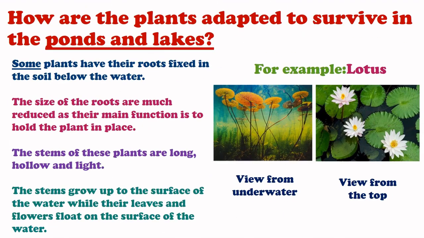There are some plants that have their roots fixed in the soil below the water. The size of the roots are much reduced as their main function is to hold the plant in place. The stems of these plants are long, hollow and light. The stems grow up to the surface of the water while their leaves and flowers float on the surface of the water.